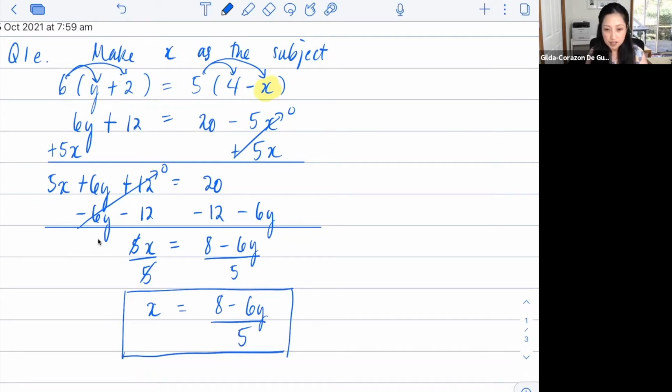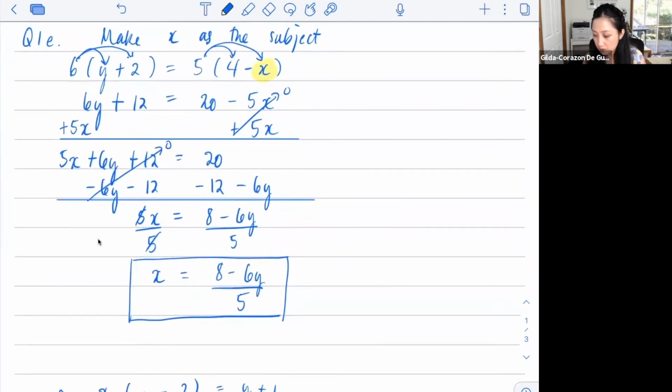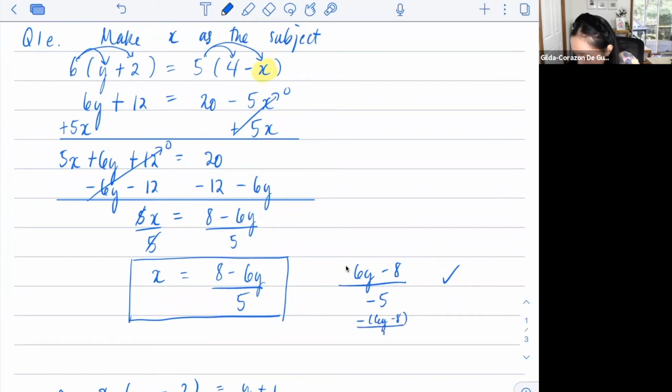If you get an answer because of your manipulation there as maybe 6y minus 8 over negative 5, that should be just the same. What happens there is that this negative here, you bring that to the numerator instead. So that becomes negative of (6y minus 8) over positive 5. It's just putting the negative on top. So then that becomes negative 6y plus 8, because you're distributing the negative, over 5, just to make the denominator positive.